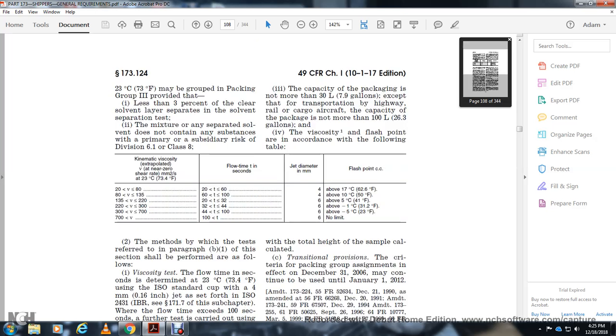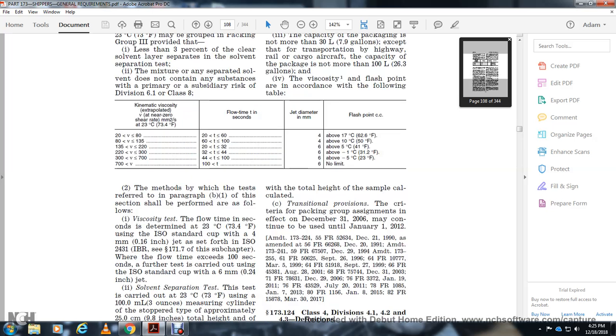The measurement for the tests referred to in paragraph B1 of this section shall be performed as follows. The viscosity is determined by the flow time in seconds at 73.4 degrees Fahrenheit, using the ISO standard cup with a 0.16 inch jet, as set forth in ISO 2431.